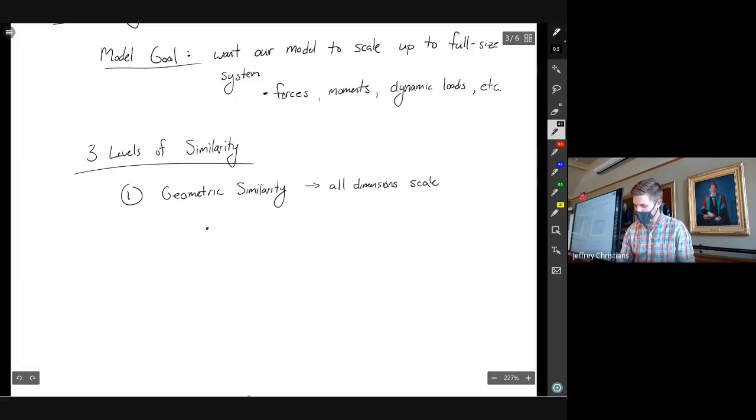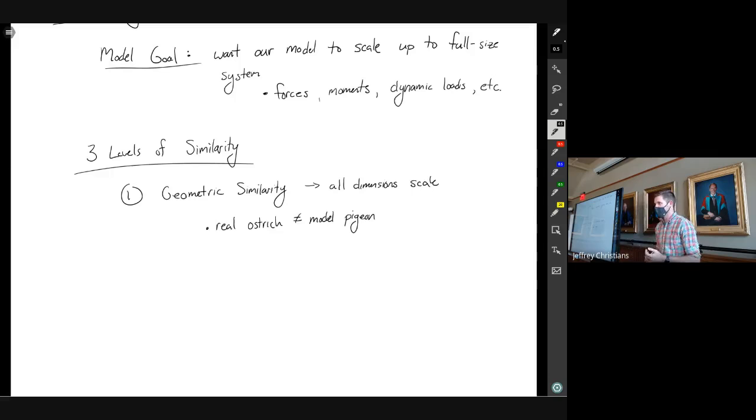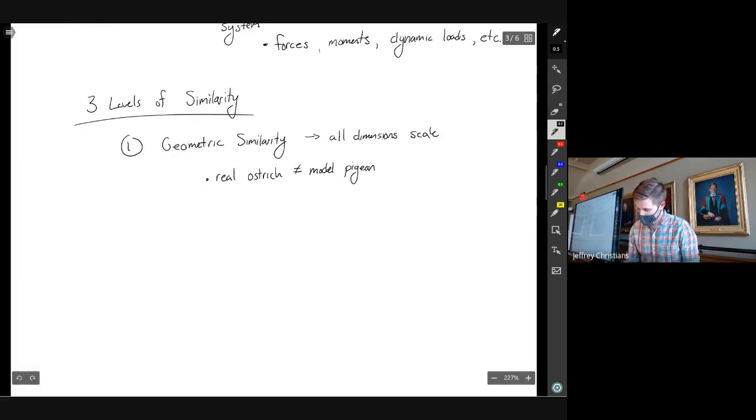Right? So you can't get any information from a real ostrich. Doesn't equal a model pigeon. There's not a whole lot you can learn about flight of an ostrich if what you're looking at is a pigeon. So even if it's kind of the same, that's not good enough. They need to be the same for you to actually be able to gain insight with that model system. Geometrically, they need to be the same. Okay. The second one, again, I think this is fairly intuitive.